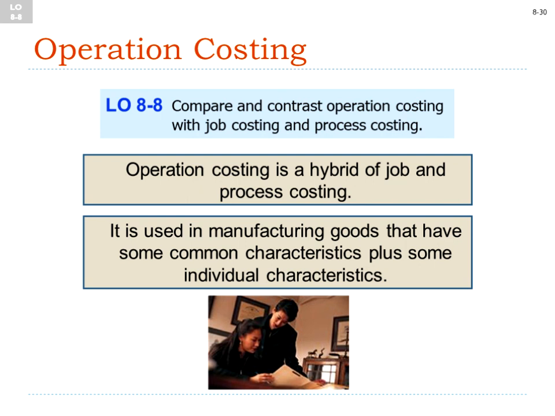We also have operation costing, and we've talked about operation costing before. So it's kind of in between job costing and process costing. Remember, job costing is when an item or a product is unique. Process costing, on the other hand, is when an item or product is homogeneous. And then operation costing is going to be right in between. It's used in certain goods that have some common characteristics plus some individual characteristics.